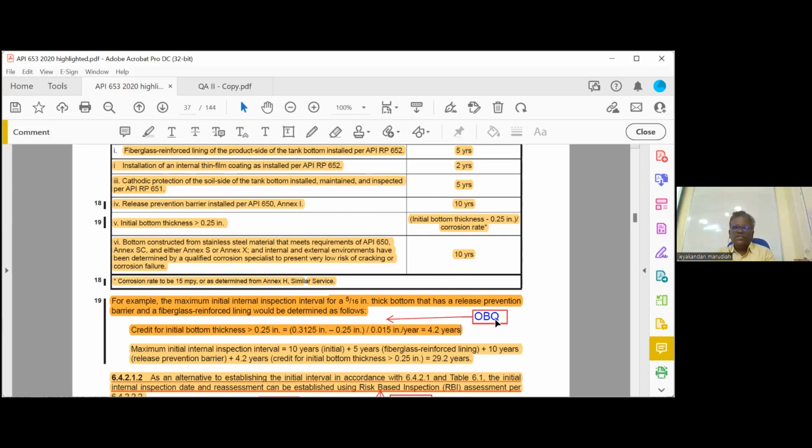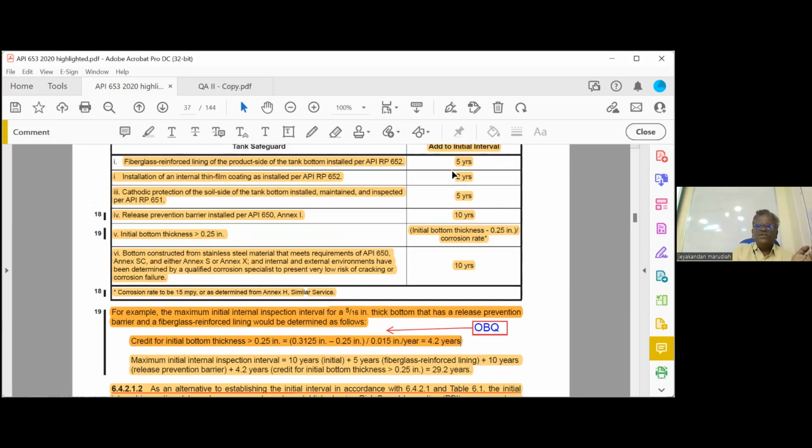This formula, wherever you marked with a blue color, are latest exam questions. Other than what we marked with that. Okay, now this is recently asked. So what are the additions? If you add this one, 5 plus 2, 7, 7 plus 5, 12, 22, 32. So it will come to 4 years, for example, 32, 36 years plus 10, 46 years it will come. But we cannot have all actually. So 46 now, but what is the maximum allowed without a release prevention barrier? 20. With the release prevention barrier, that's all.